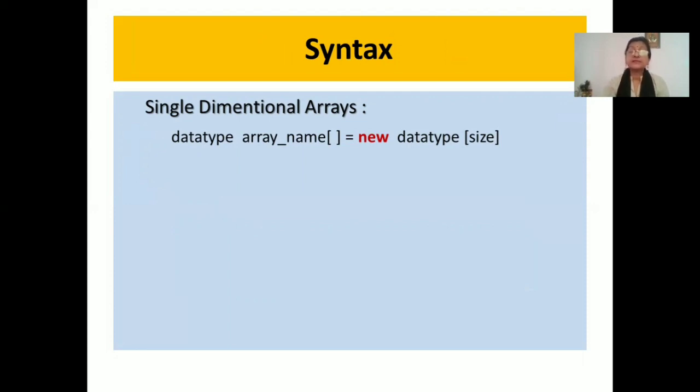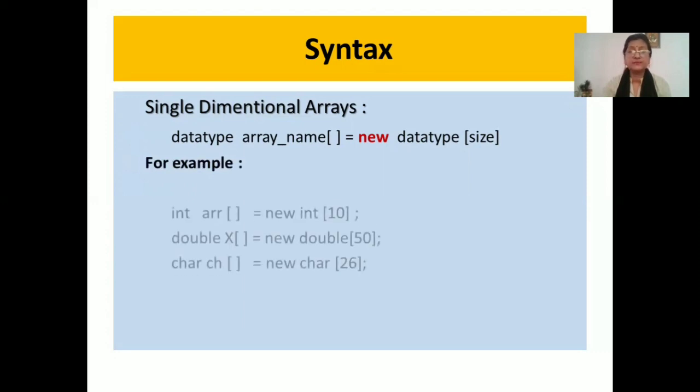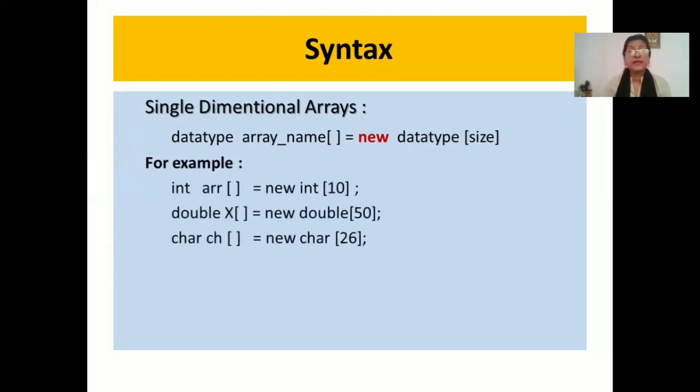It is not a single individual value, it is a set of values. So we need to declare the size, meaning the maximum number of values it can store in a set. The syntax is: data type array name square bracket is equal to new data type within square bracket size. For example, int arr[] = new int[10] means at the most 10 values can be stored.